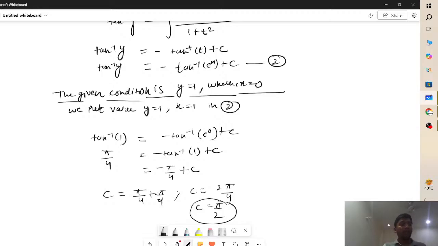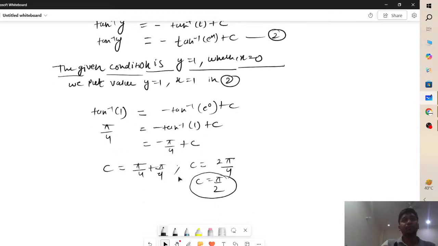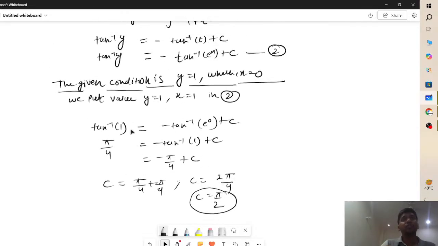Okay. Now we put the value of c, now where? In equation 2, which is tan inverse y equals minus tan inverse e^x plus c.